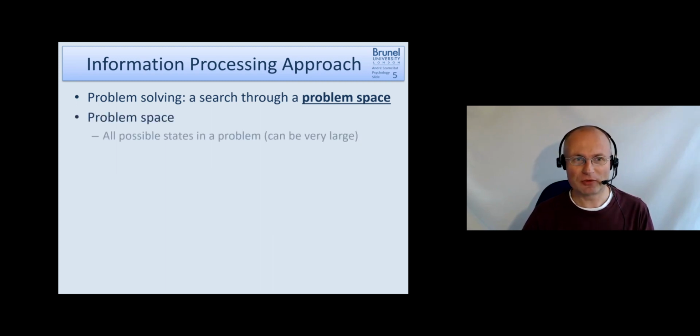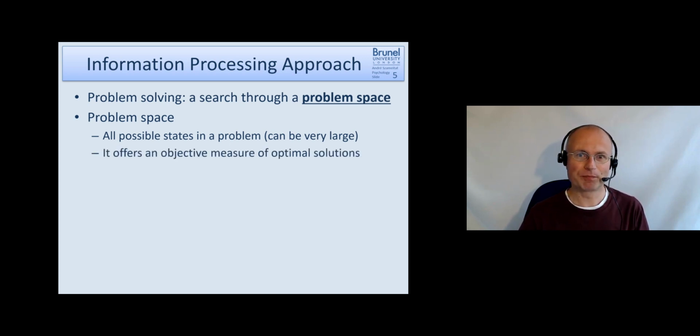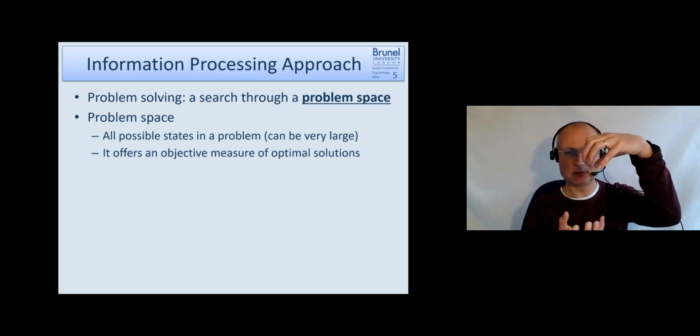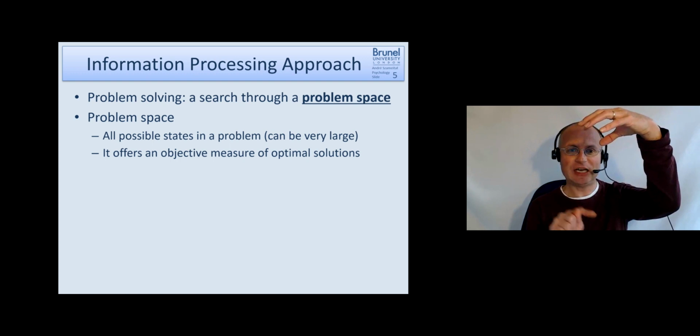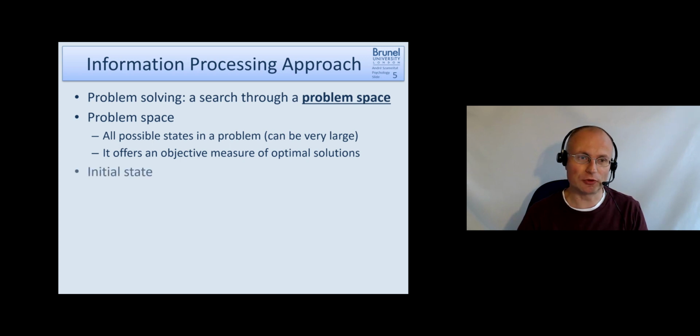So what is such a problem space? It's basically all possible states or solutions in a problem. This can actually be very, very large, and we will see an example in a moment. It's best described for very well-defined problems. The problem space offers an objective measure of optimal solutions, because usually we have a start point and a goal end point, and we can see how many moves we need to make through this problem space to solve the problem. The solution with the least moves is usually the optimal solution.